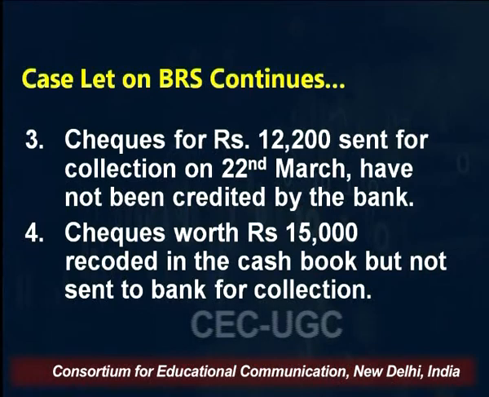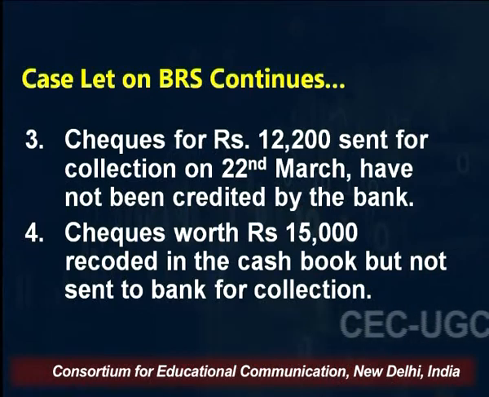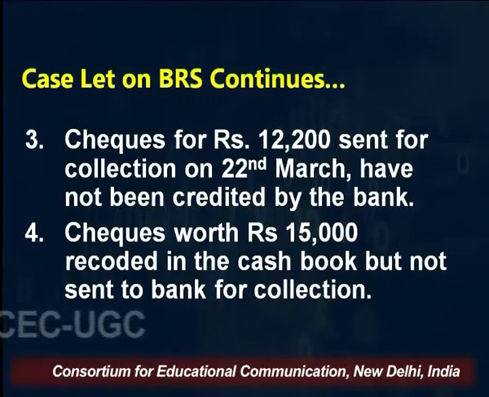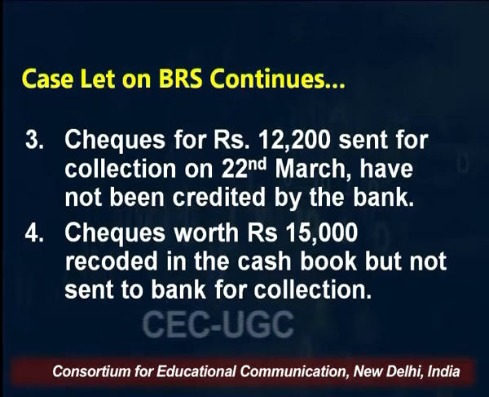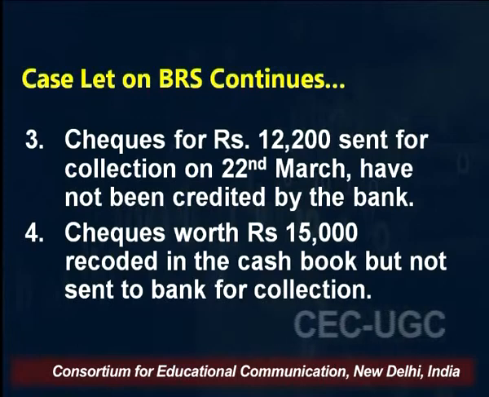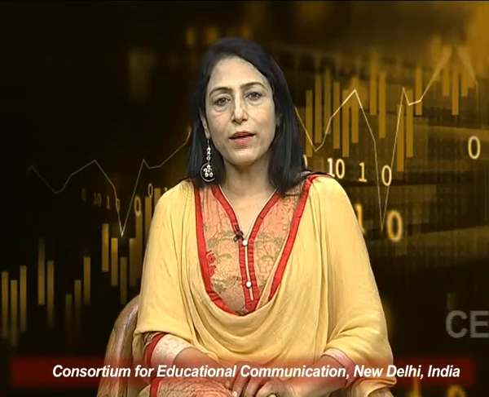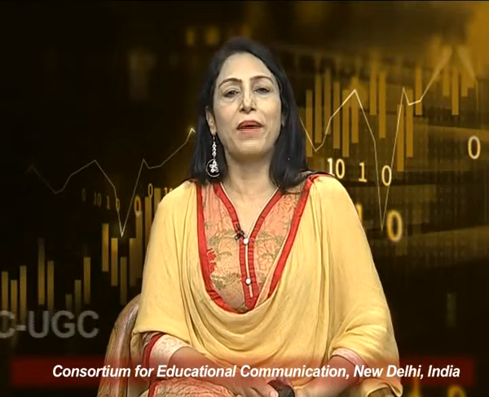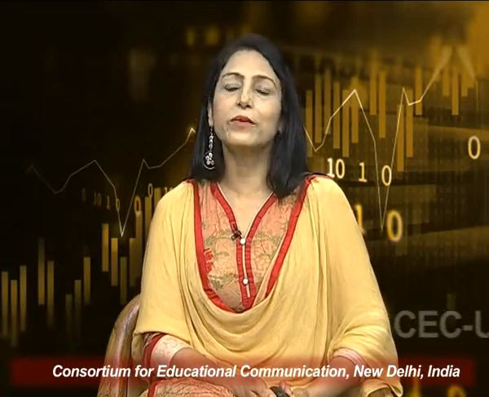Okay. The third transaction given is that checks for rupees 12,200 were sent for collection on 22nd March and have not been credited by the bank. Okay. So, 12,200 was the amount which was sent on 22nd March, and the date when we are preparing the BRS, if you noticed, is 31st March 2021. So, there is a gap of almost 8-9 days.